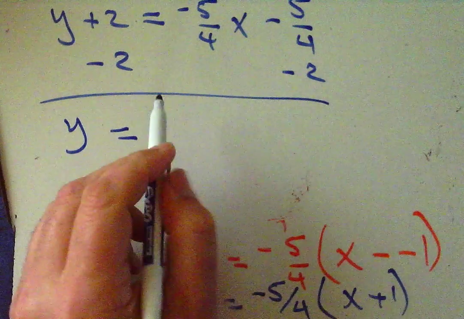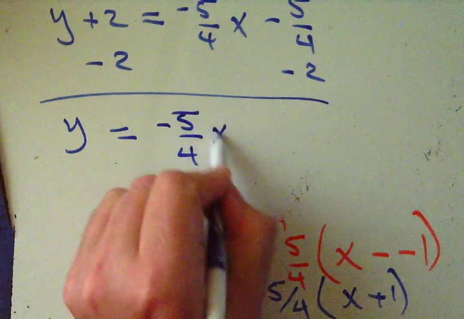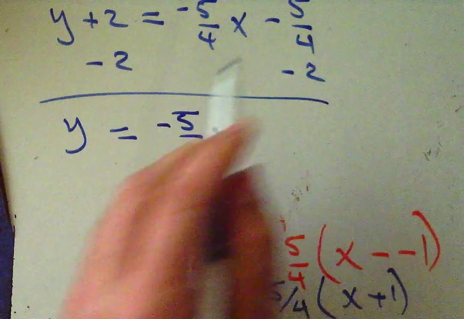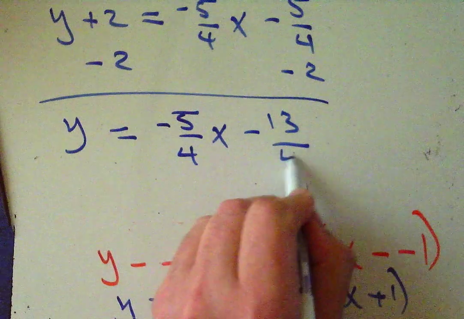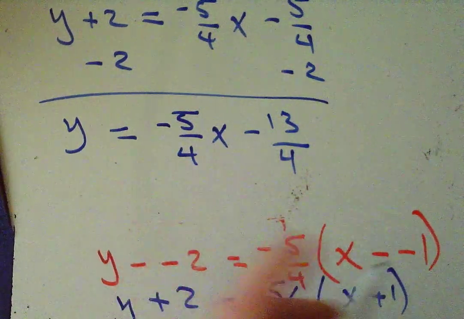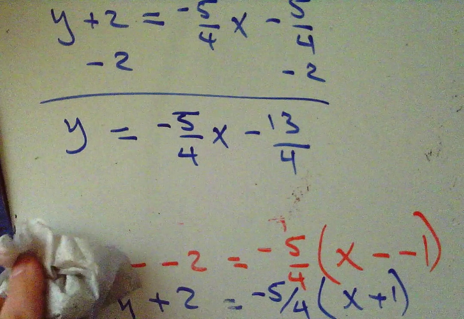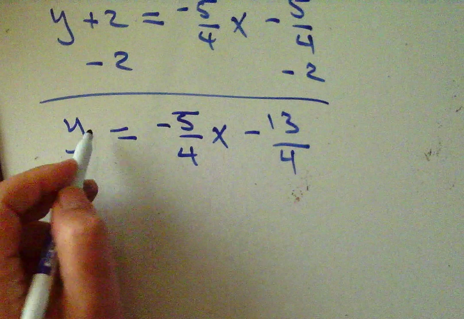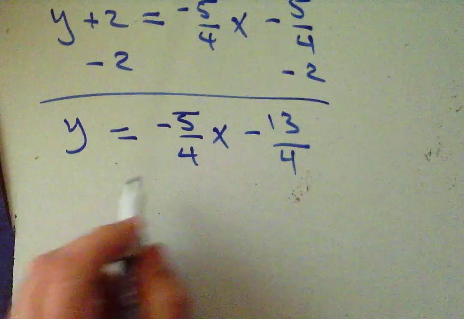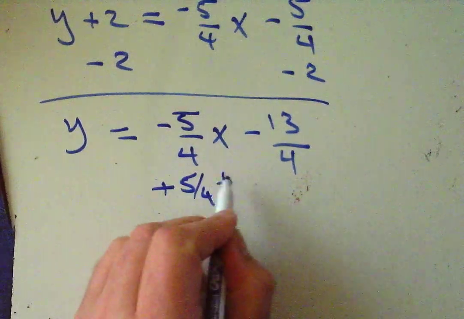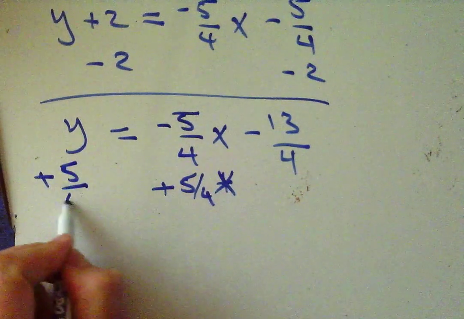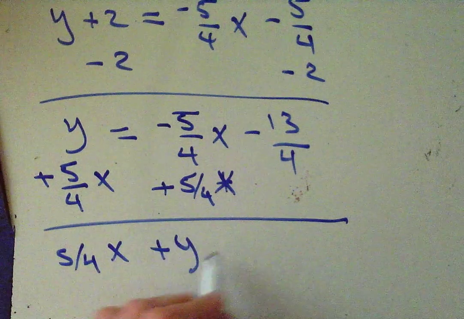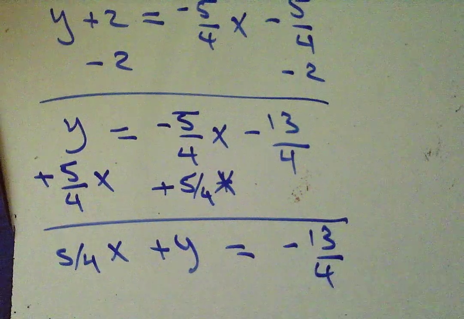I get y equals negative 5/4 x. Remember, I need a common denominator, so that's 8/4 and 5/4, which is minus 13/4. And this is slope-intercept form, but we were directed to display our answer in standard form. So remember, I need to get the x's and y's on the same side. Let's add 5/4 x to both sides. And so now we'll have 5/4 x plus y equals negative 13/4.